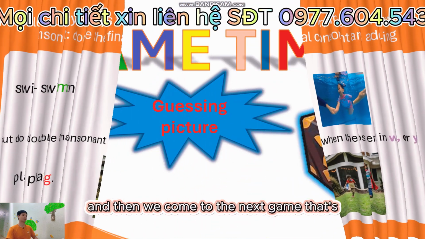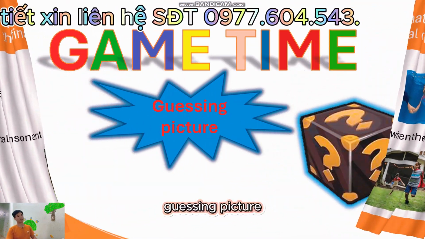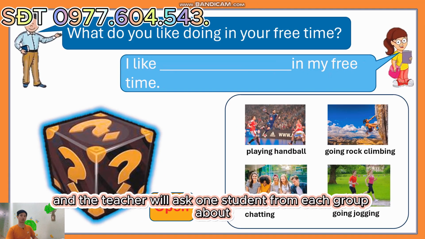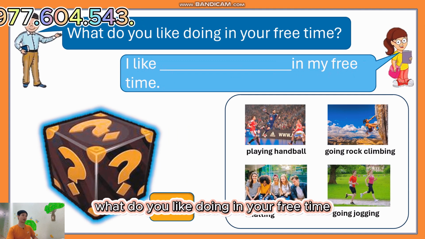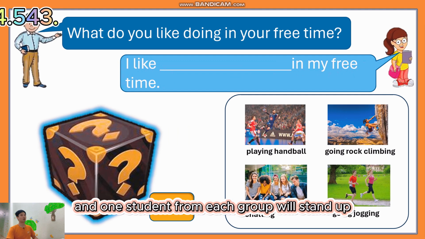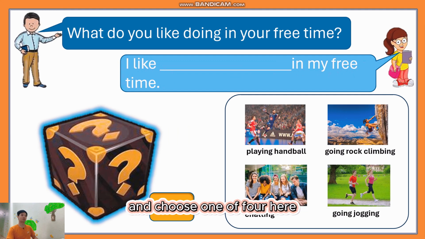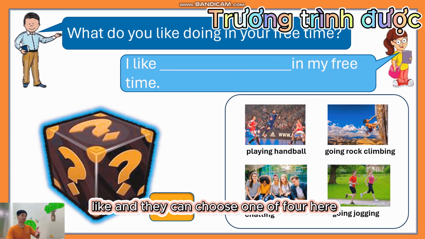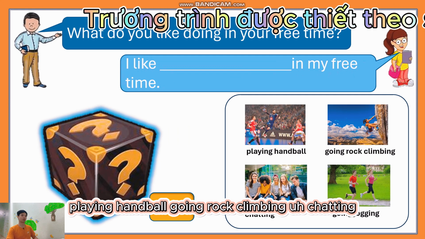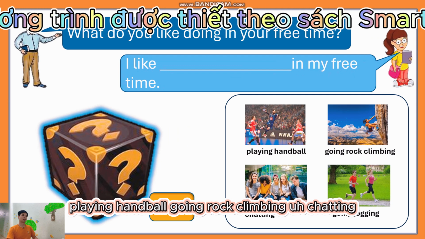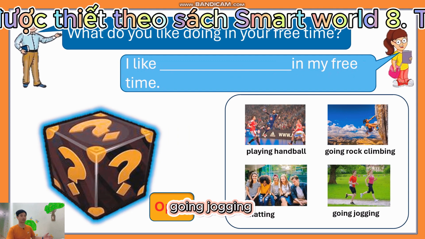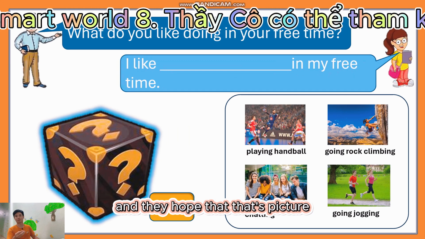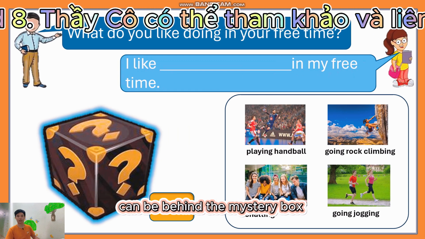And then we come to the next game. Let's see the guessing picture. First, the teacher will ask one student from each group what do you like doing in your free time, and one student from each group will stand up and choose one of 4 here, like I like playing handball, going rock climbing, chatting, going jogging. And they hope that picture can be behind the mystery box again.